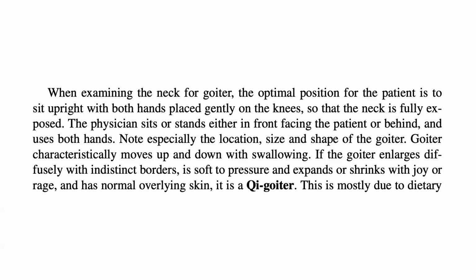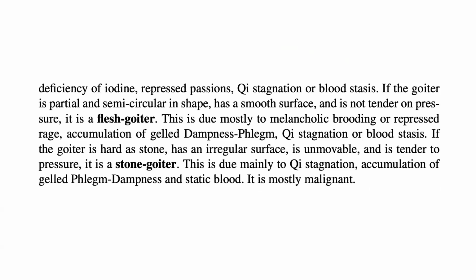If the goiter enlarges diffusely with indistinct borders, is soft to pressure and expands or shrinks with joy or rage, and has normal overlying skin, it is a chi goiter. This is mostly due to dietary deficiency of iodine, repressed passions, chi stagnation, or blood stasis.